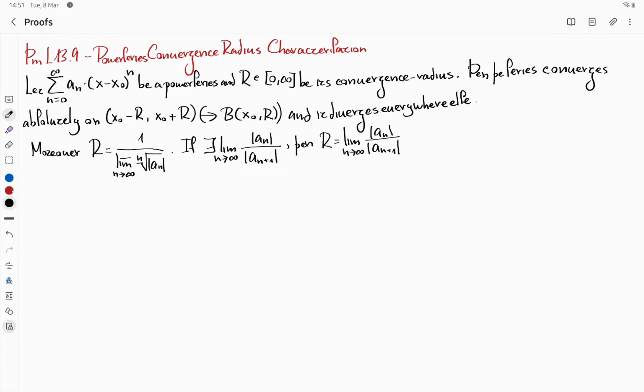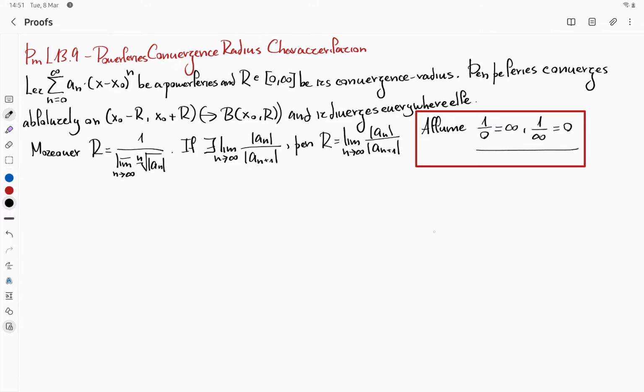Now, for the proof, we'll have to accept the following convention. For the purposes of this proof alone, assume that 1 over 0 is infinity and 1 over infinity is 0, right? You could do without this convention, but then you would have to single out the edge cases, and it's much more streamlined like this.